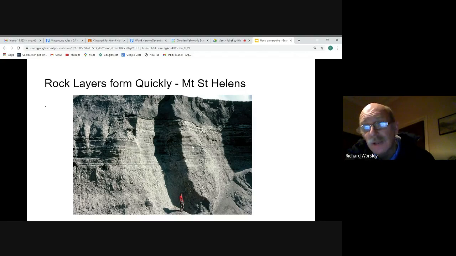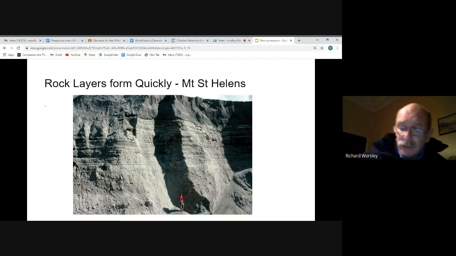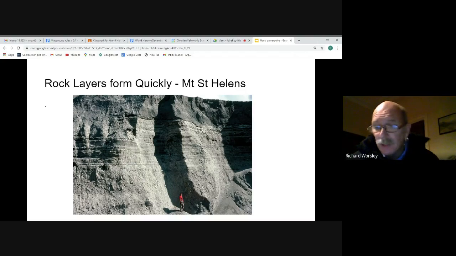These rock layers were formed as the explosion and all the associated slurry and dust and particles sorted themselves out into layers as they settled. And so we don't have evidence here for a long period of time. We have evidence here just for a catastrophic event.